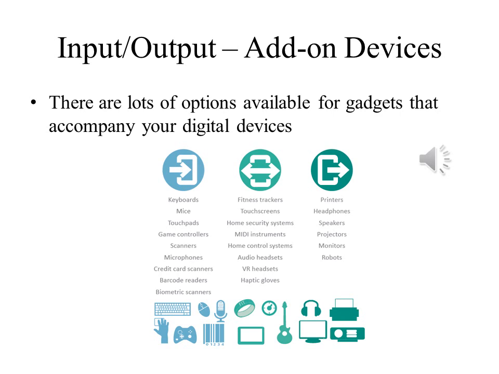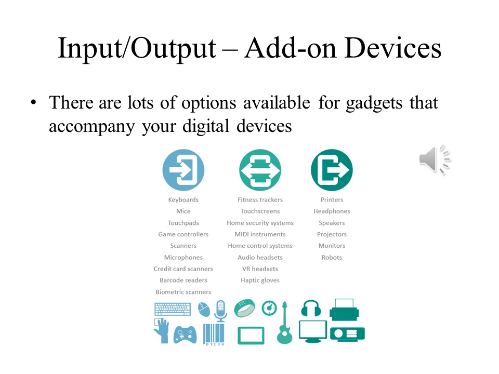There are a lot of different types of gadgets that you can add to digital devices. Obviously, if you're talking about your computer, it can include input devices like keyboards, pointing devices such as mice and touchpads, game controllers, scanners, microphones, credit card scanners, barcode readers, and biometric scanners. For output, this can include printers, headphones, speakers, and monitors. For a college or an office, it can include projectors. It can even include a robot.